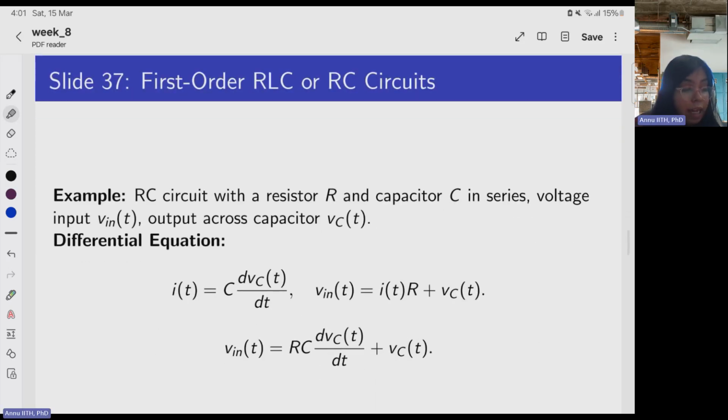Let us have this first order RLC, or the RC circuits. Because sir usually says this in the class, RLC circuits. Okay, so an RC circuit with the resistor R and the capacitor C in series. The output voltage is across VC of t. So we can write the input voltage in terms of RC dVC of t by dt plus VC of t.